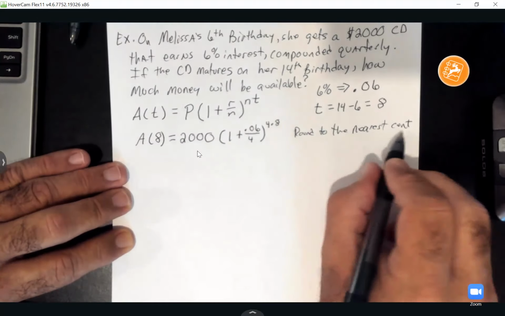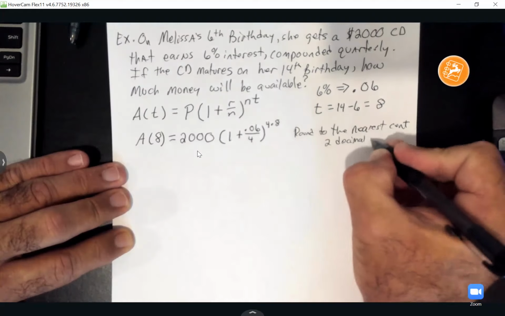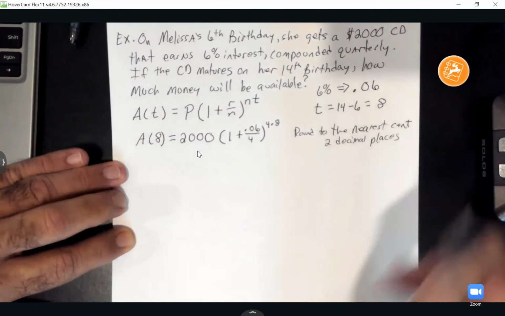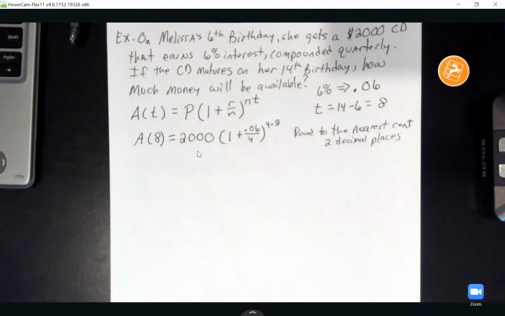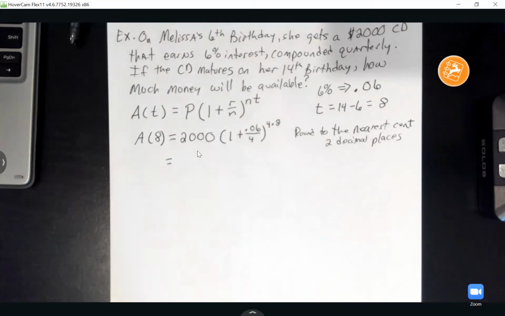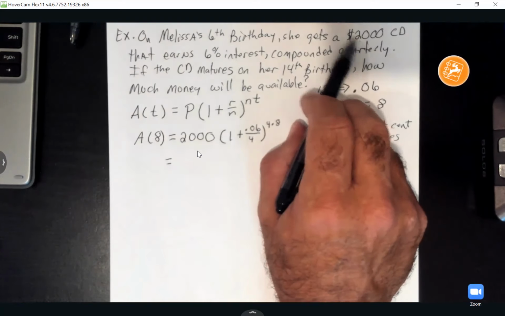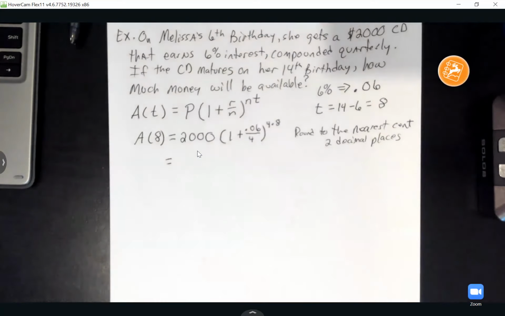So when they say round to the nearest cent, they want 2 decimal places. Sort of like 10 cents, 5 cents, 25 cents, something like that, okay? Now, 8 years have passed, so I'm expecting a little bit more than 2,000 in this account, okay? Anything less means we've done something wrong.